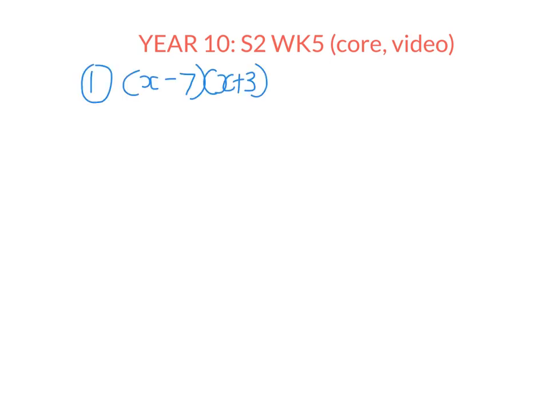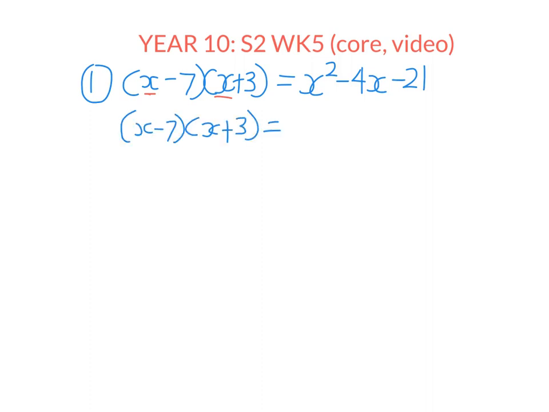So for question 1, we had to expand this expression here. You can either do it the quick way or by using FOIL. Now this is monic because it's just an x in each bracket. Coefficient is 1. So the quick way we can use, we have x squared. The coefficient of x is minus 7 plus 3, which is minus 4. And the constant term is minus 7 times 3, which is minus 21. And we're done.